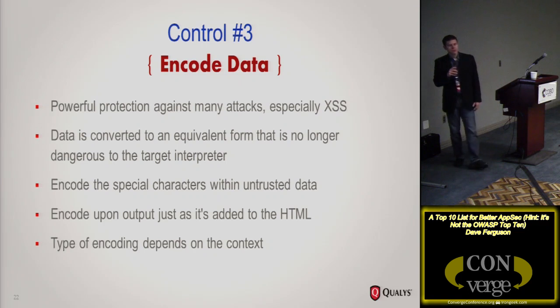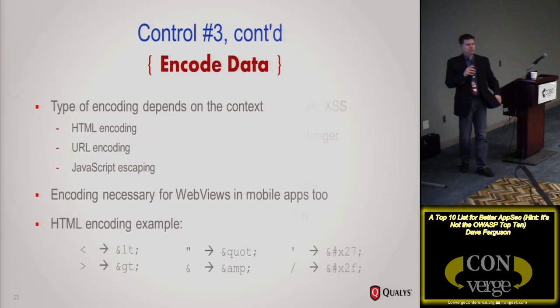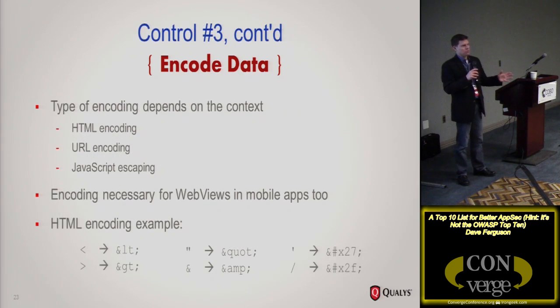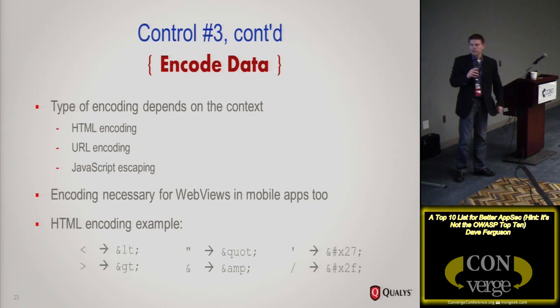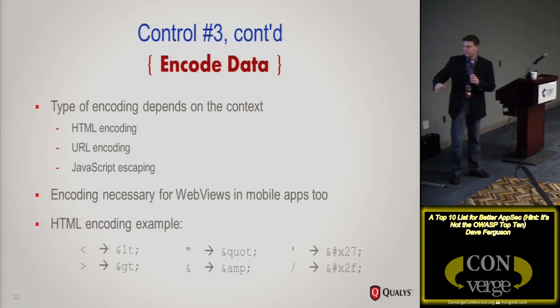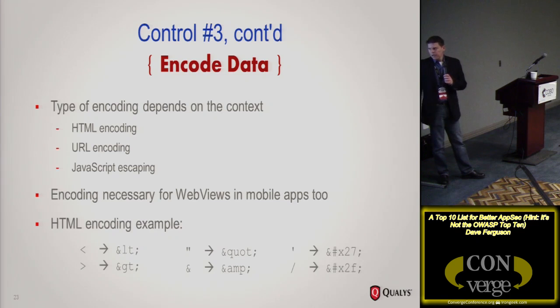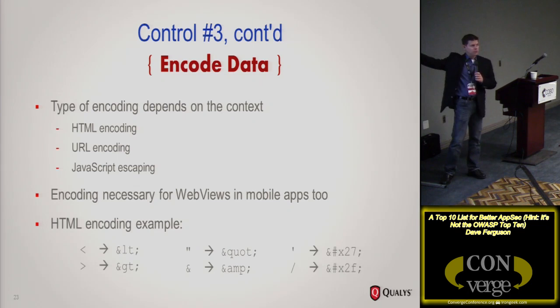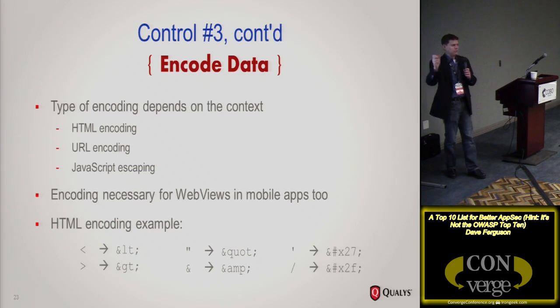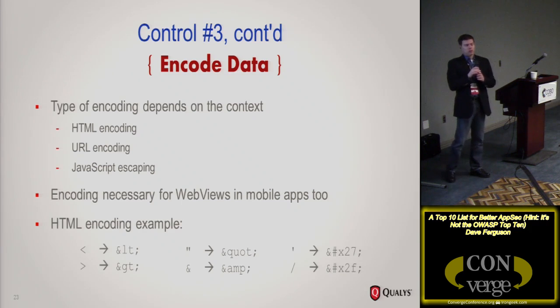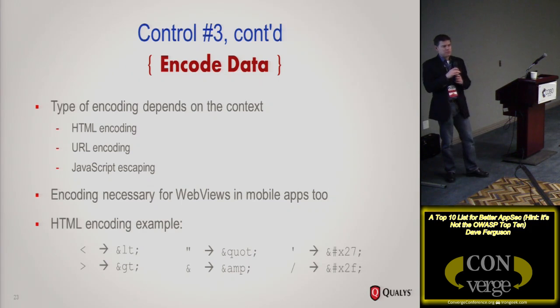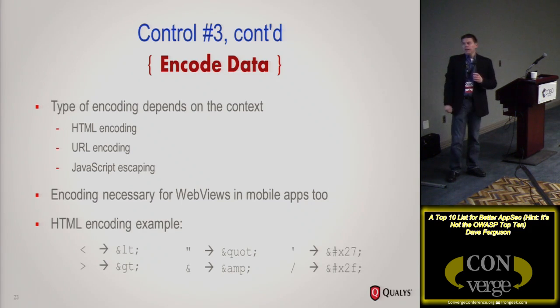It's pretty tricky, though. There are a lot of different types of encoding. Some examples, just in the browser or HTML world, would be regular HTML encoding. And so I put some examples of that down here. This is HTML encoding. That's different than URL encoding. If your data is going into a URL, you need to use URL encoding. It's also different than JavaScript escaping. JavaScript escaping is all different syntax.